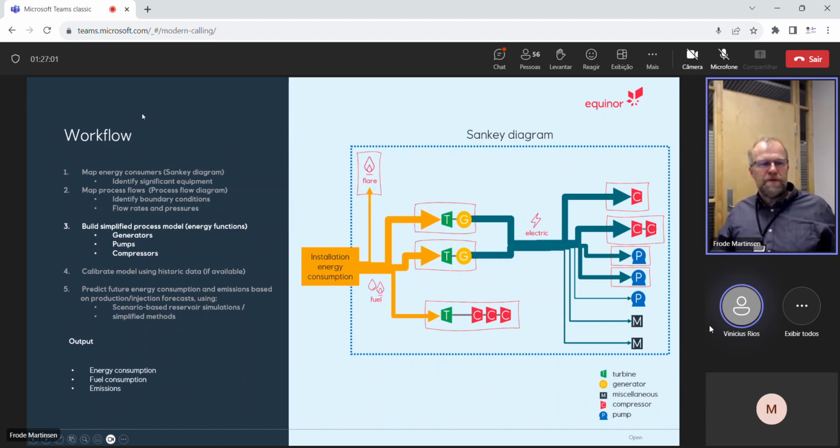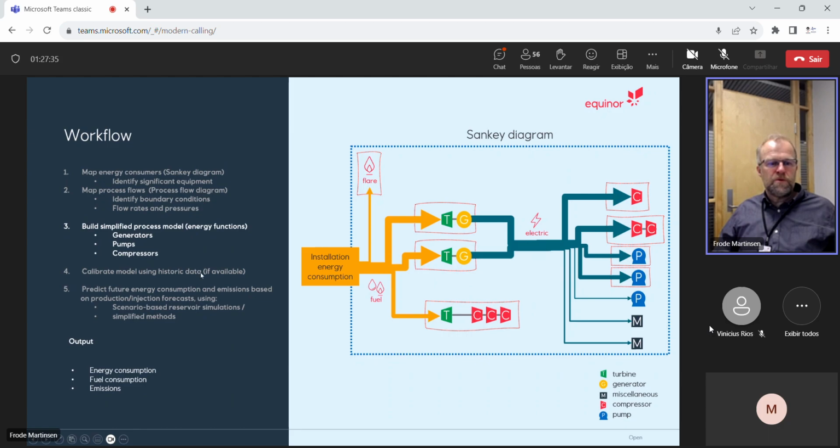Back to the slide with the black left-hand side, a step in the workflow. Number 3, build simplified process models, the energy functions as we call them, of all the generators, pumps, and compressors. This is the main part of the presentation. Items four and five are quite short. It might be necessary to mention that in reality, item four is the stuff that we spend most time on in Equinor, and maybe item five.